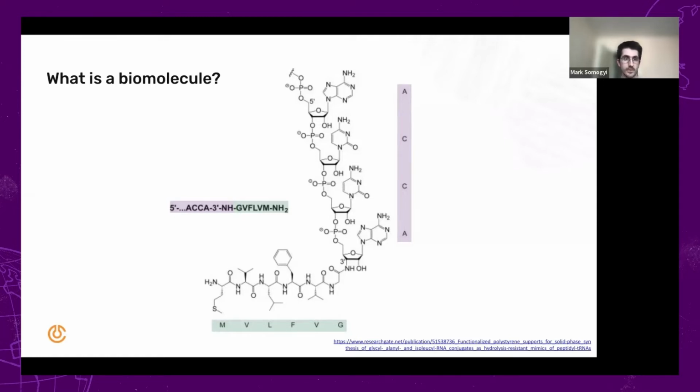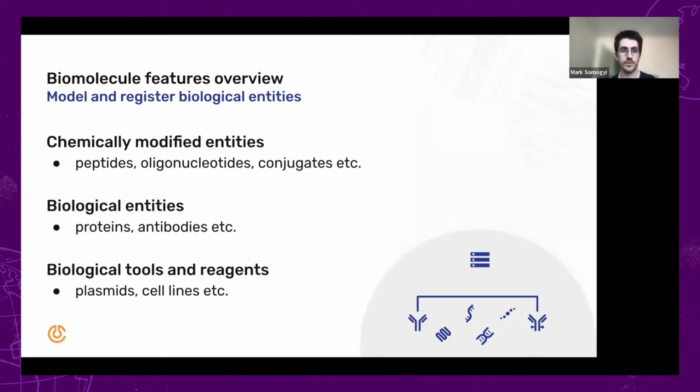So this is also a scenario when you need a combination of these two worlds to perform efficient work during the R&D process. To address all of these challenges, we offer a set of tools that can model and register any biological entity, ranging from chemically modified entities, the ones that we have discussed, peptides, oligonucleotides, and their conjugates. We also support biological entities which have a purely biological nature, for instance, proteins and antibodies. And scientists can also capture tags and regions which are necessary to be tracked in order to understand the behavior of the end product. That can be either a protein or any biological entity.